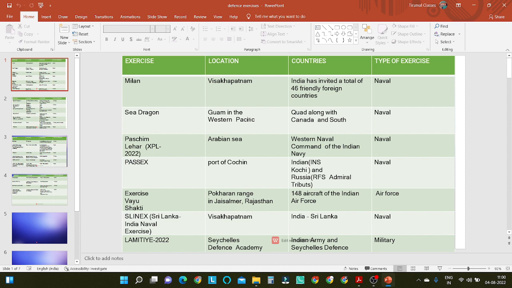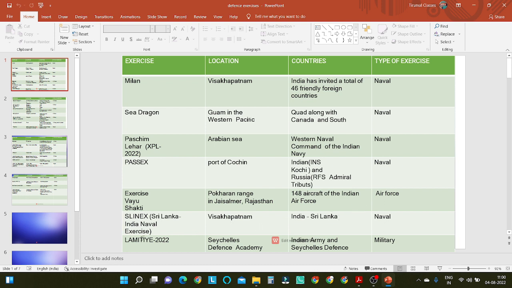The next exercise is Slynex. From the name, see the first 3 letters are Sli. So it is like Sri Lanka. In this way, some of the exercises need to be decoded from the name of the exercise itself. So it is Sri Lanka and India. The countries taking part are Sri Lanka and India. It is in the location of Visakhapatnam, like the earlier exercise Milan. It is also taking place in Visakhapatnam, on the eastern coast. So it is also a naval based exercise.